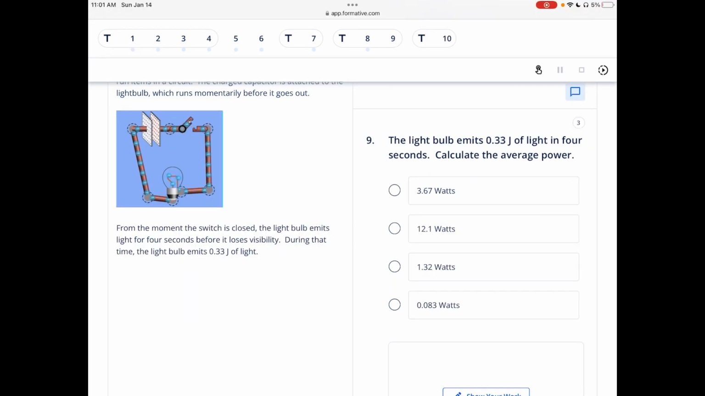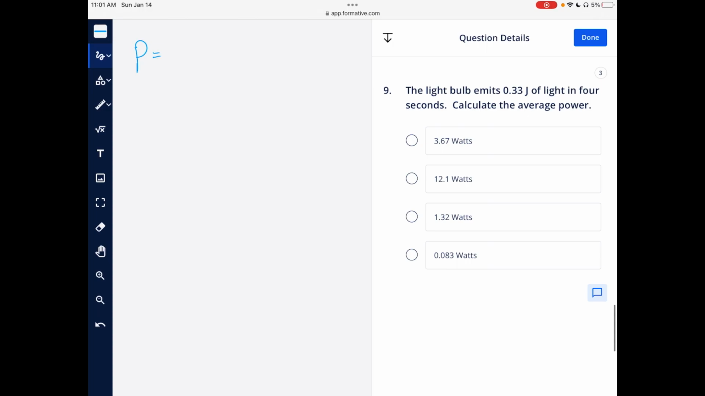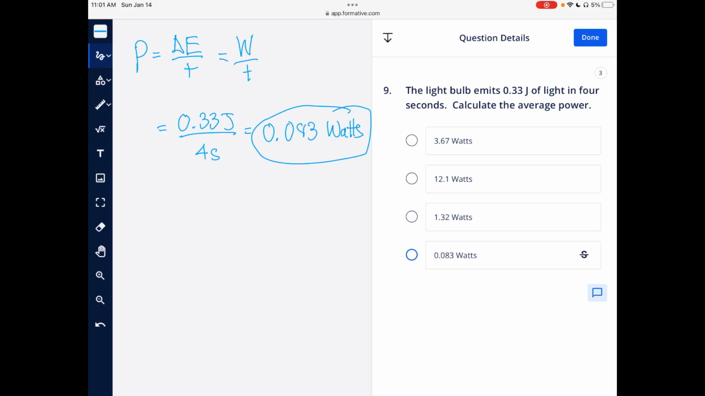Okay, now power is the rate that work is done over time. Alternatively, you could say something like power is the rate that energy changes, right? Because work is the change in energy of a system. These two statements are equivalent. So if the light bulb is emitting 0.33 joules of energy in 4 seconds, that gives a power of 0.083 watts. A watt is how many joules get transformed every second. And in this case, this is transforming from electrical to radiant, and probably a little bit of heat too.